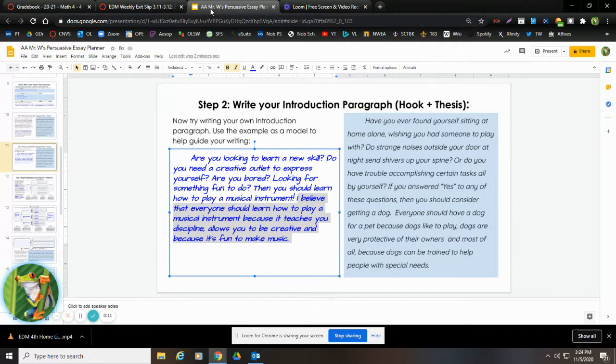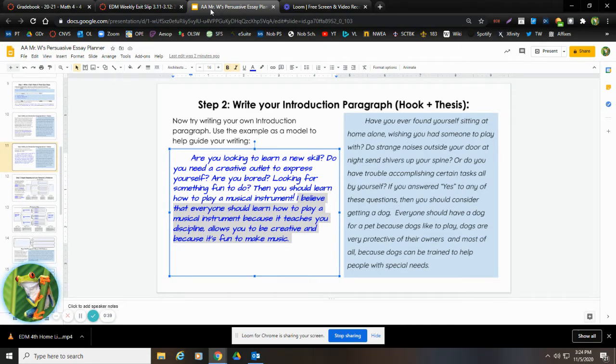We are looking at the slides within our persuasive essay planner, and as you can see, I am on slide 11, where I wrote my introduction paragraph. Okay, now my introductory paragraph has two parts: some lead sentences, some hooks that try to draw in the reader, and then my thesis, which is my position and my 3 reasons why I believe my position to be true.